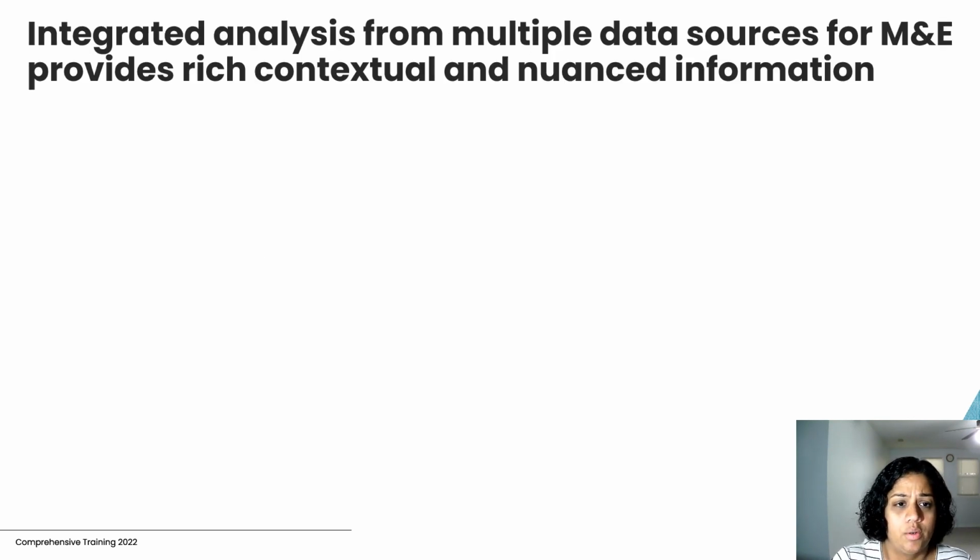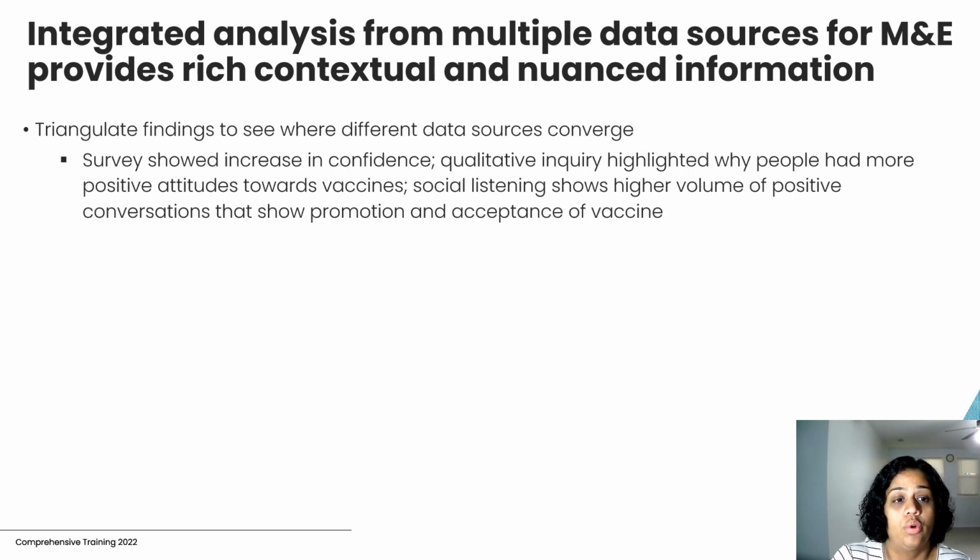The other part is the integrated analysis. With multiple data sources, it is important to see how the different sources of data fit together and what information they are providing. Usually with multiple data sources for M&E, you will have very rich contextual information, very nuanced information. So it is important to understand that information. So you always want to triangulate the findings from different data sources.